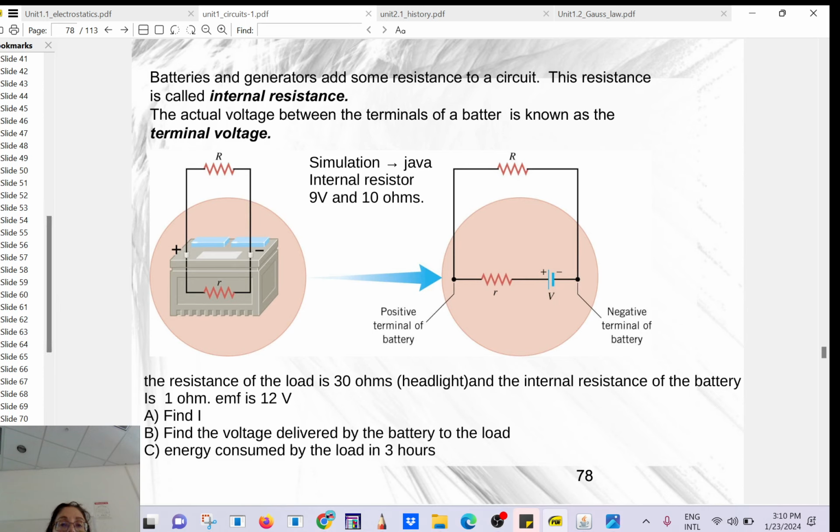Okay, so this is called internal resistance. So everything happens like inside your battery, you're gonna have internal resistance there, hiding.